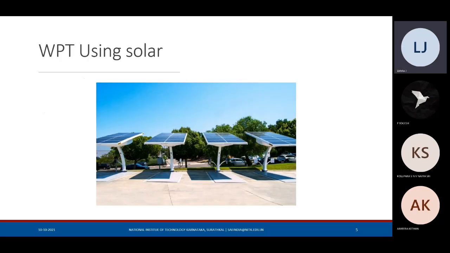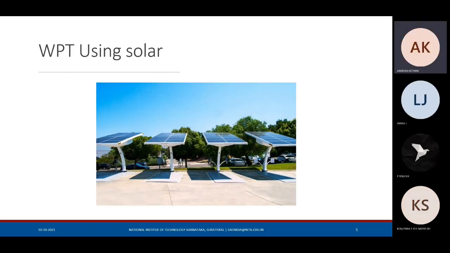Moving over to Kethan. How to use wireless power transfer for different applications in day-to-day life: in this slide we are seeing that we are using the solar power generated through the solar panels for charging an EV using WPT.